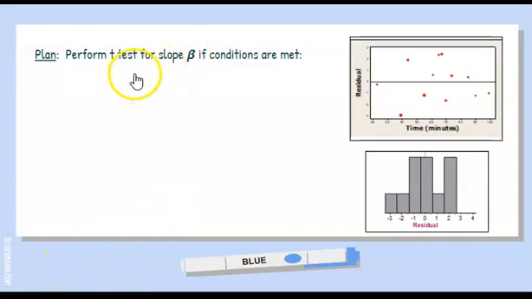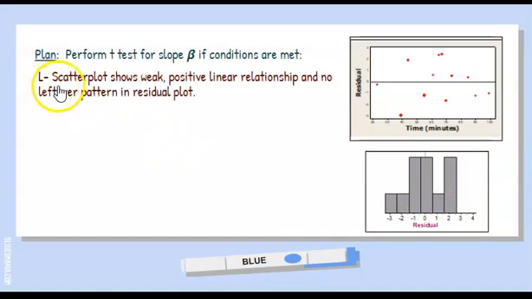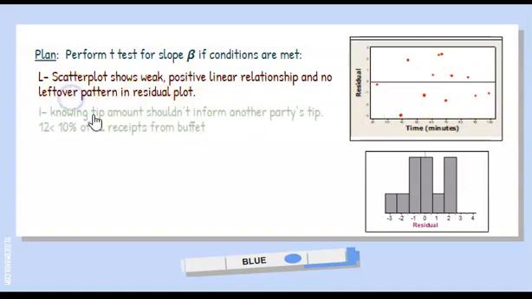We're going to perform a t-test for slope if our conditions are met. Now this is the long version, but these are the outputs you need, and notice it was given to us. So first, linear. The scatter plot is weak, positive, and linear. It shows no leftover pattern in the residual plot. All right, so here's our residual plot. We can see that there's really no pattern here, so we're good to go to assume it's linear enough.